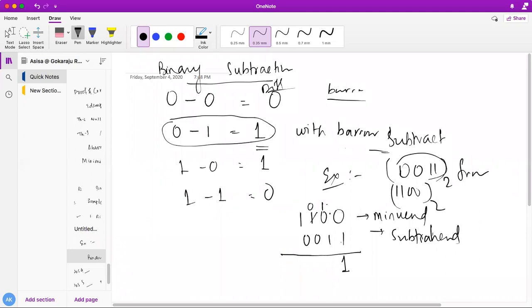Very simple. Since you are borrowing and the amount is not available here, you are borrowing from the next to next neighbor. Once you borrow it, the borrow part will come over here. Now here it will be 0 minus 1. So you are borrowing directly from here, not from here. Because no value is available, you are borrowing from the next to next bit.